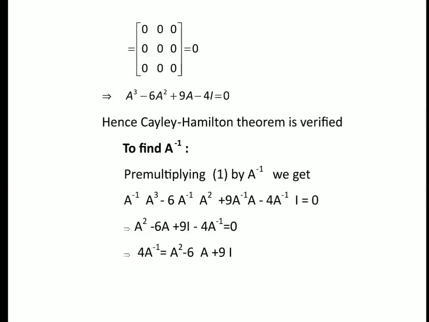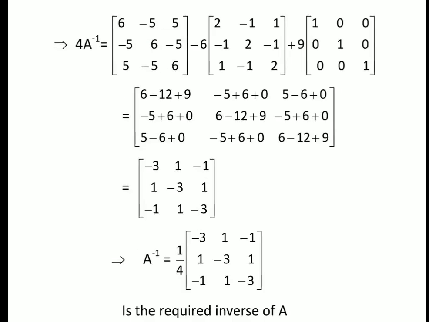Again, to find A inverse, we have to multiply equation 1 by A inverse. Equation 1 is the characteristic equation after replacing lambda by A. That is A inverse A cube minus 6A inverse A square plus 9A inverse A minus 4A inverse I is equal to 0. Which gives A square minus 6A plus 9I minus 4A inverse is equal to 0. We want A inverse. Now take A inverse on the RHS. It becomes 4A inverse is equal to A square minus 6A plus 9I.